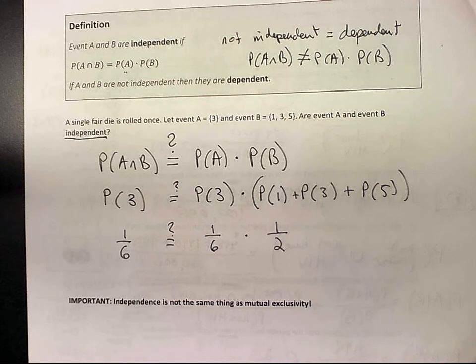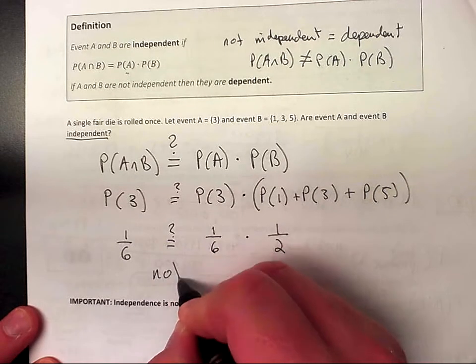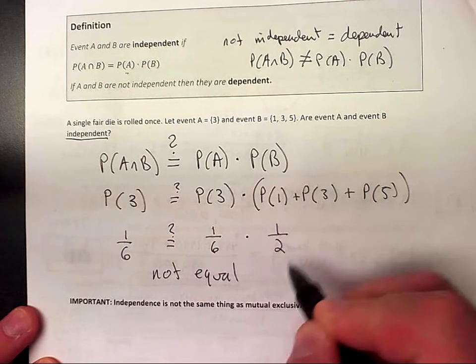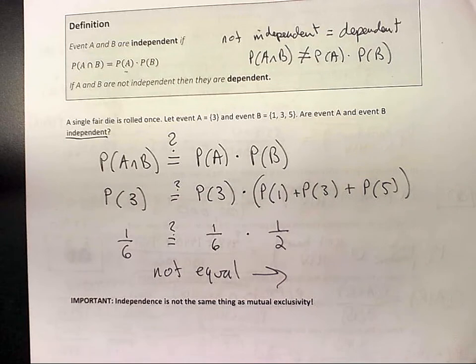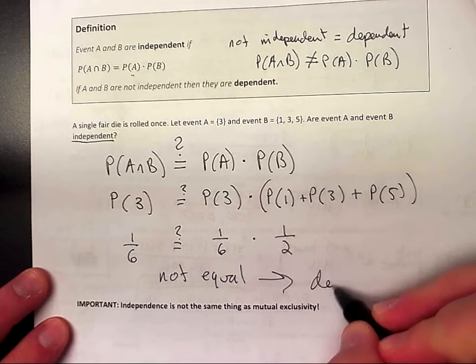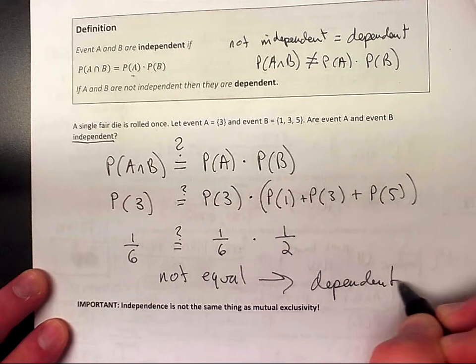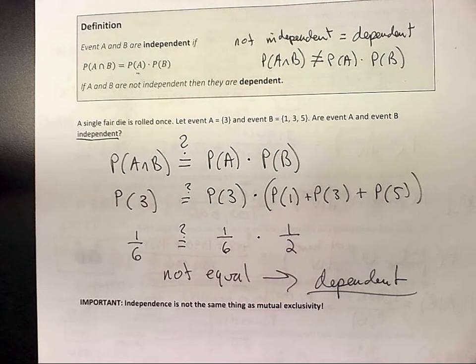So you guys tell me, is the left-hand side the same thing as the right-hand side? No. So this is not equal. And therefore, because it's not equal, is it dependent or independent? Everybody good with how to determine if two things are independent or dependent?